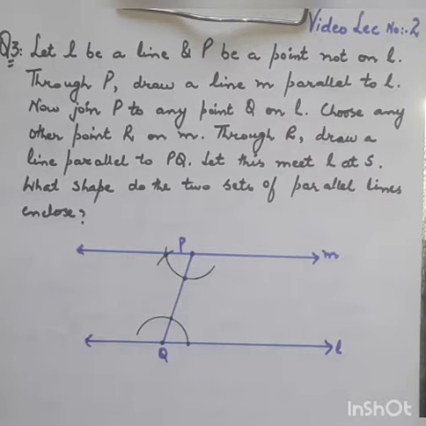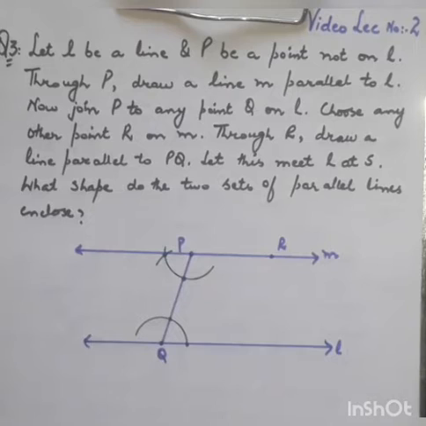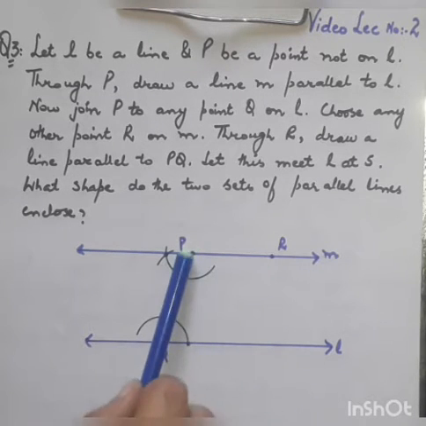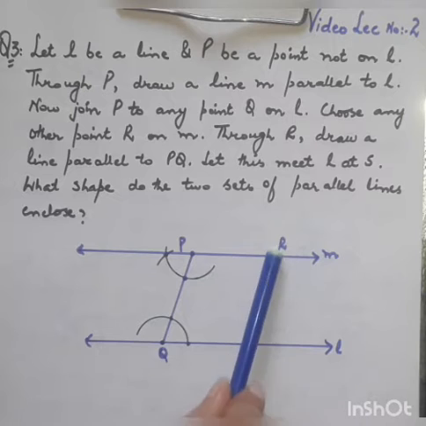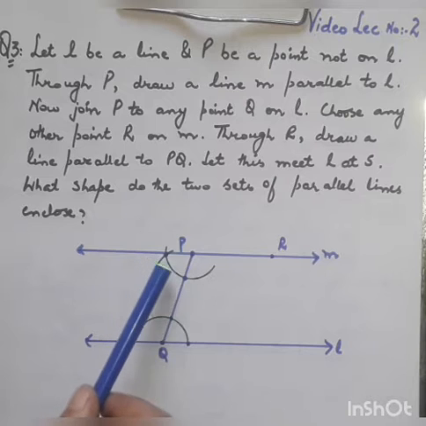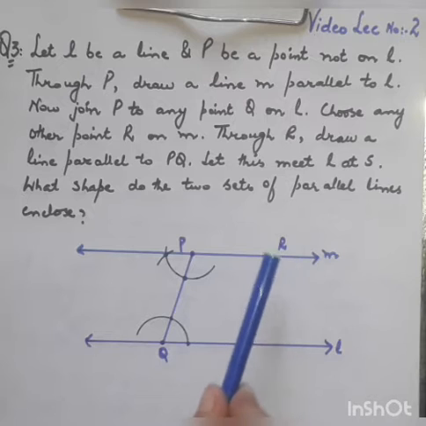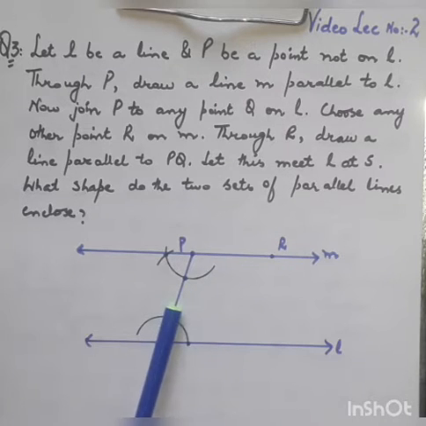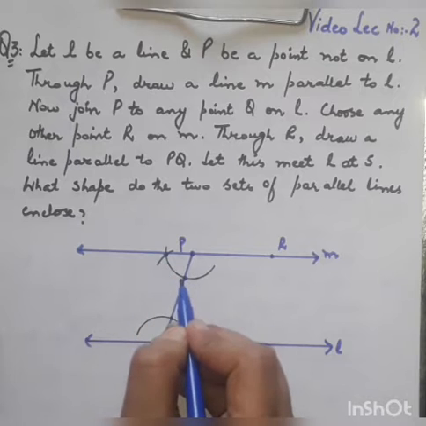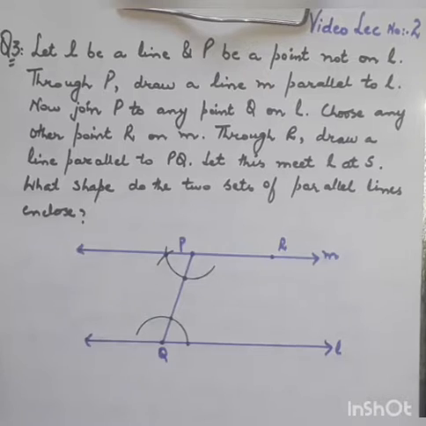Now what I have to do is, I will take another point R here on this line M, and through this R I have to draw a line parallel to this PQ. Clear? A line is to be drawn through this R which will be parallel to this PQ. See students, here we draw alternate interior angles. Now, to draw this line through this R parallel to this PQ, we'll be using another property, that is of corresponding angles. So, I'll take this angle and I'll draw an angle equal to this angle here on R. Clear?